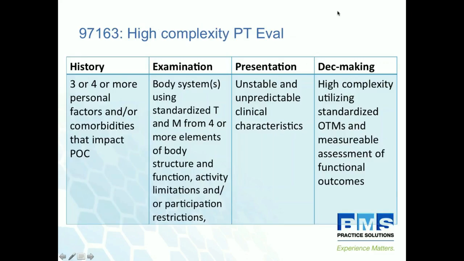So the high complexity PT evaluation then for history is 3 or more personal factors and/or comorbidities that are in fact impacting the plan of care. The examination would include body systems using standardized tests and measures from 4 or more elements of body structure and function, activity limitation, and participation restrictions. The presentation needs to be unstable, with unpredictable clinical characteristics. So not what you would necessarily expect and difficult to predict. That would make the clinical decision making high, again using standardized outcomes, tests, and measures to support your position.